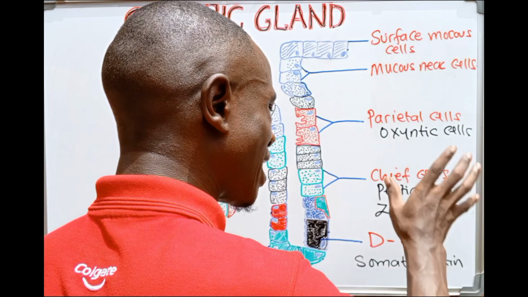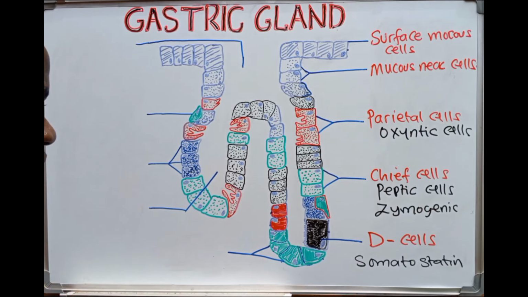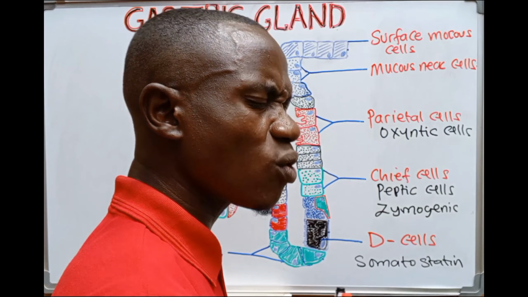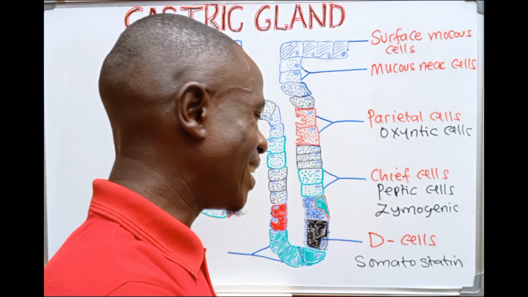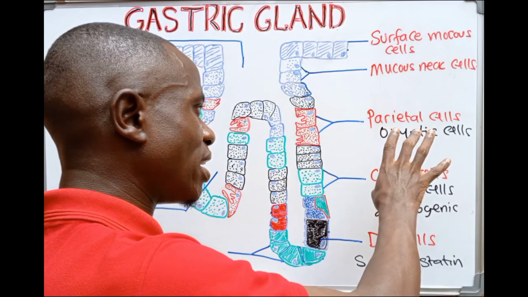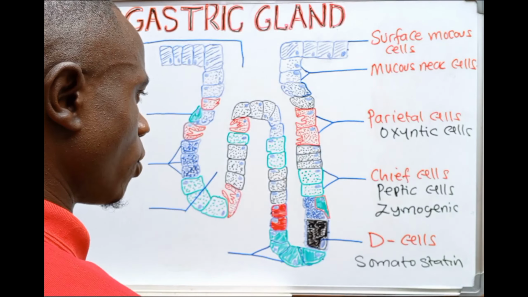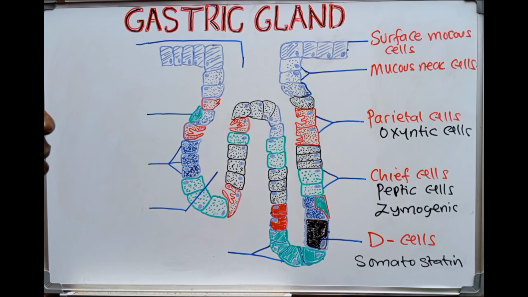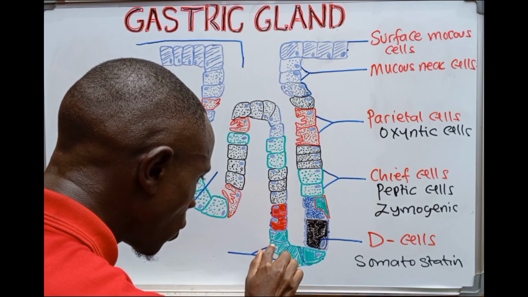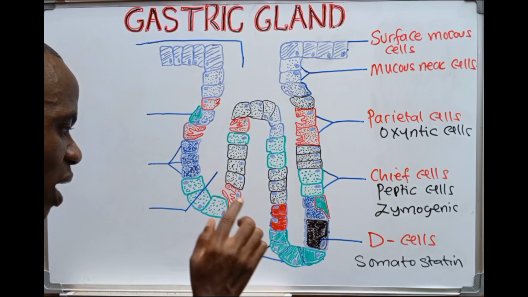So now the D cells are super important. They are sensitive to whenever there is too much hydrochloric acid in the stomach. That's when they are stimulated to go and release the somatostatin that blocks the parietal cells from producing hydrochloric acid. They are such beautiful cells in what we call the pyloric antrum.